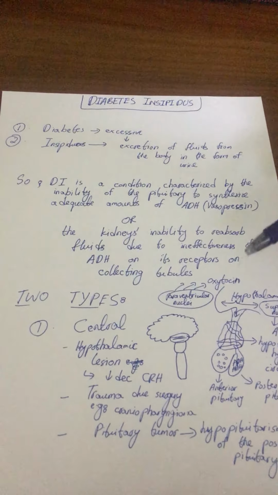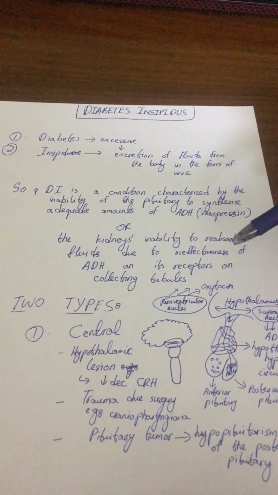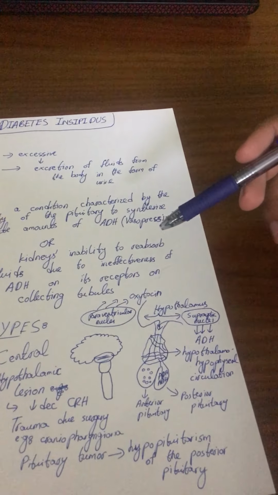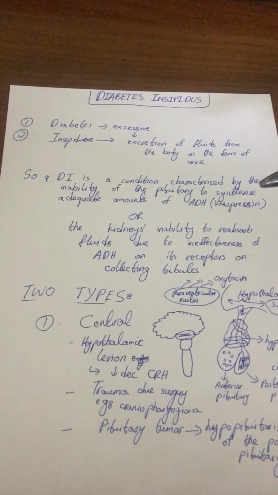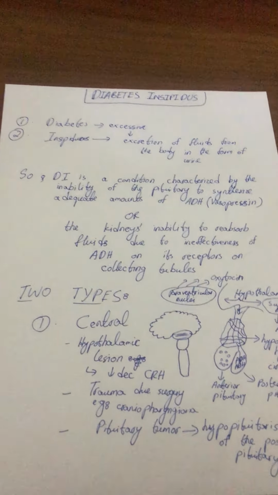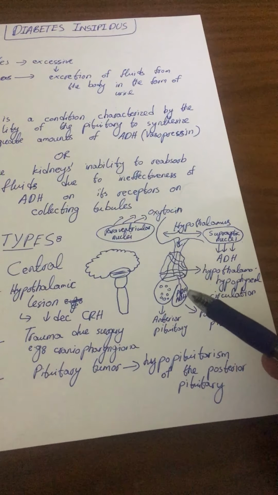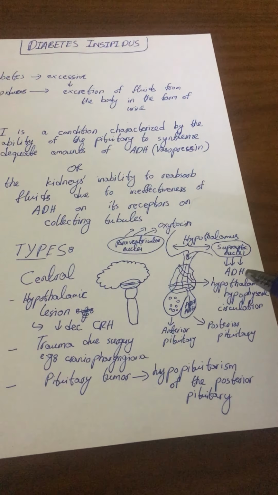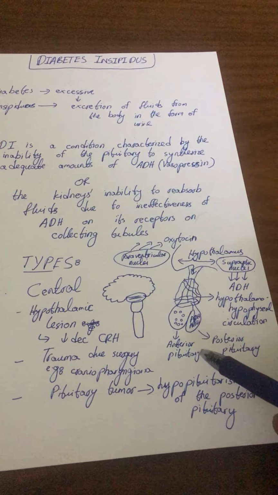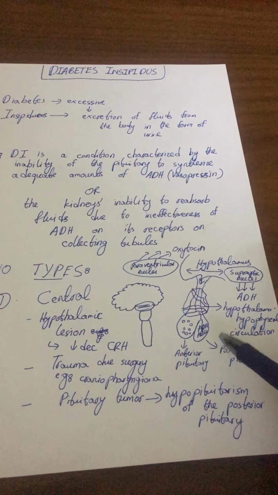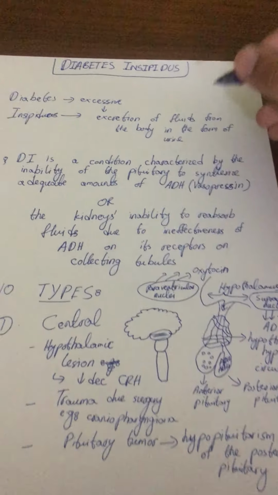Now, normally what ADH does is that in response to states of dehydration, ADH is released from the posterior pituitary, which is right here, which is where it's stored, into the bloodstream, and then from there it travels to the kidneys, where it acts upon the collecting tubules.